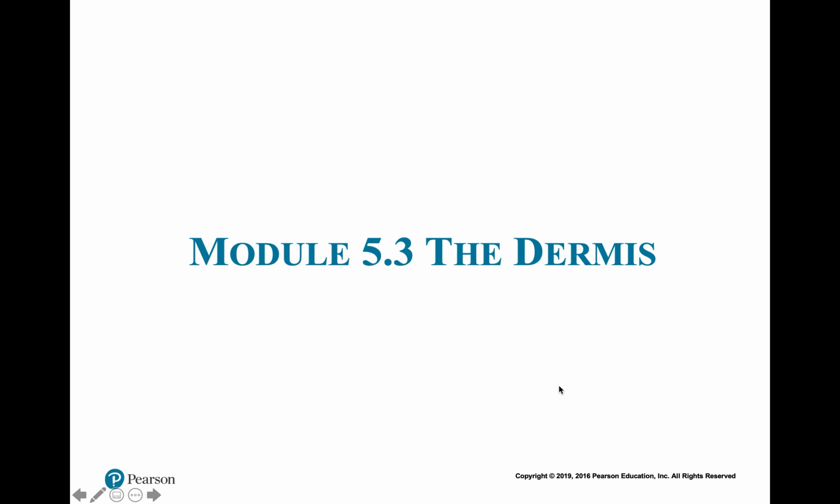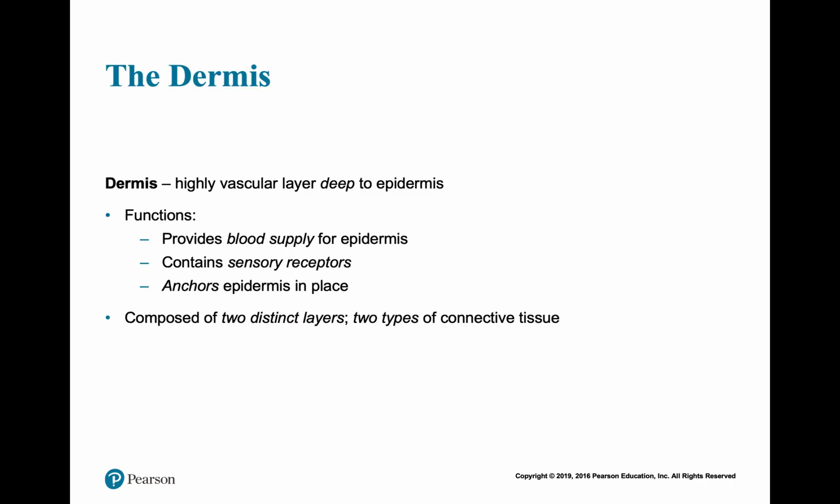The next layer of the cutaneous membrane that we're going to discuss is called the dermis. The dermis is just under the epidermis, and it is going to be composed of connective tissue. Remember from chapter 4, the majority of connective tissues will have some degree of vascularization, so they'll have blood vessels present, whereas epithelial tissue is avascular and does not have blood vessels.